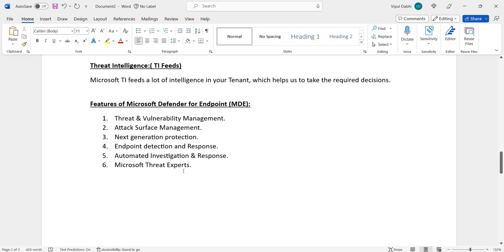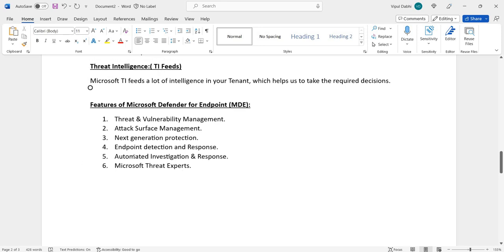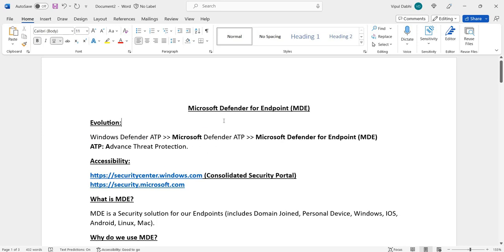So these are the features of Microsoft Defender for Endpoint. We have the TVM capability offered by Microsoft. We have attack surface management, which we also refer to as ASM. Then we have next generation protection and endpoint detection and response, which is the EDR capability from Microsoft. There is automated investigation and response, and then threat experts with whom we can connect to understand things better, right? So I hope you got a good understanding of Microsoft Defender for Endpoint. Stay tuned, we'll try to understand more on this side. Thank you.